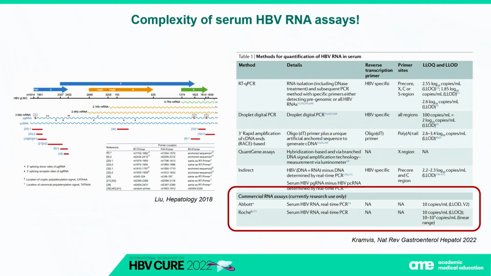But also a complexity of the serum HBV RNA assay that has been used across all the studies that have been published. So it's really difficult to catalog all of them. So a heterogeneity in the primers and probes that were used, heterogeneity in the techniques used, but I want to really make a point on two commercial RNA assays that are now available.